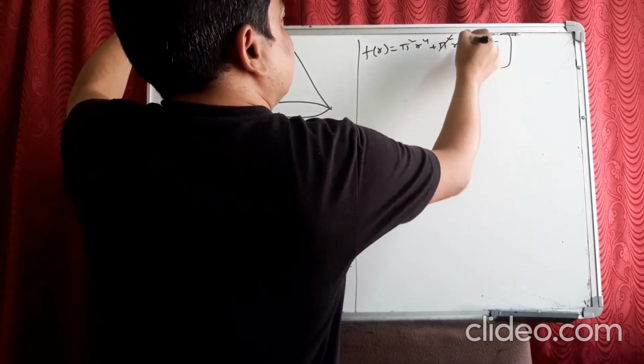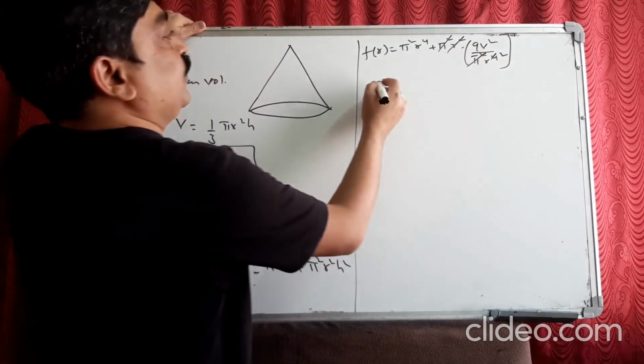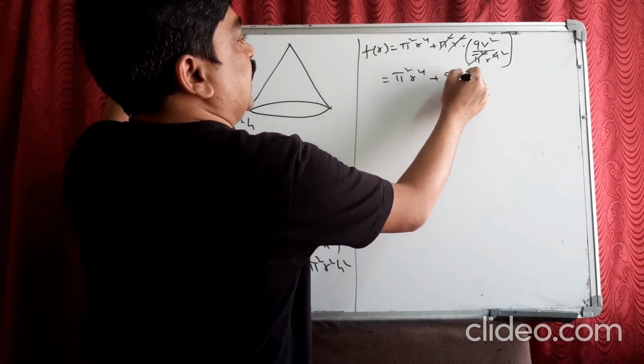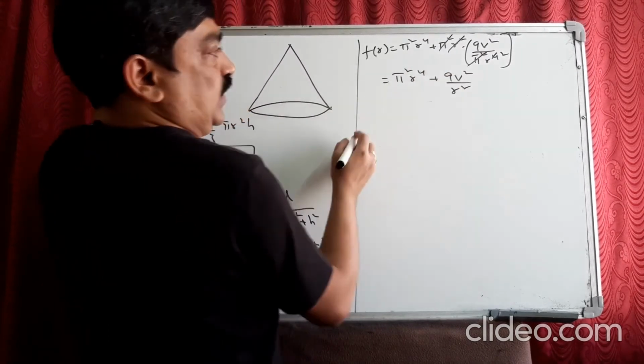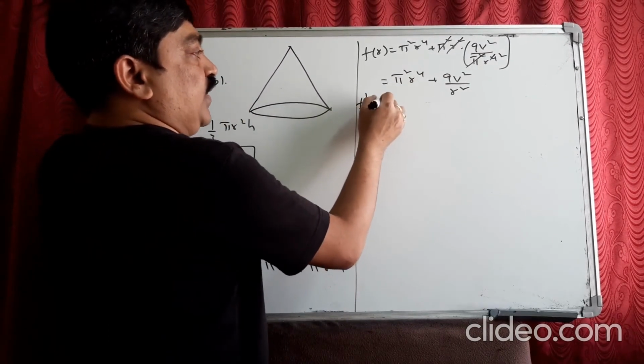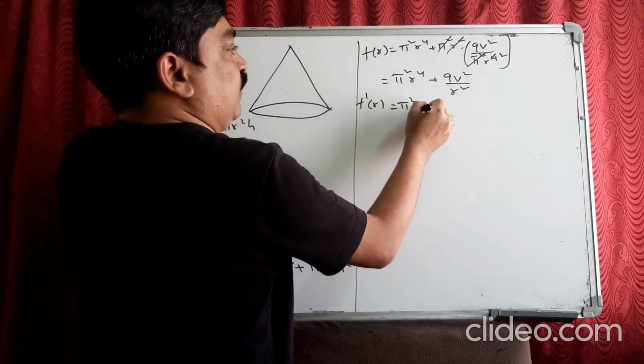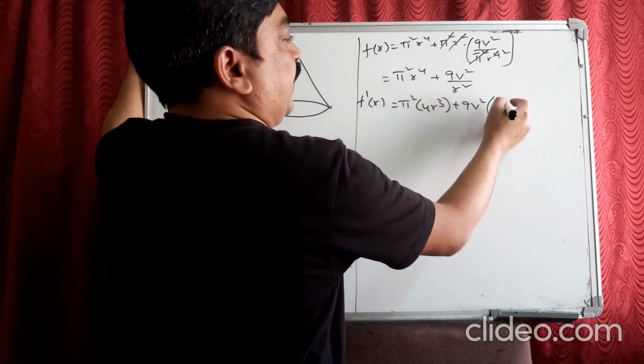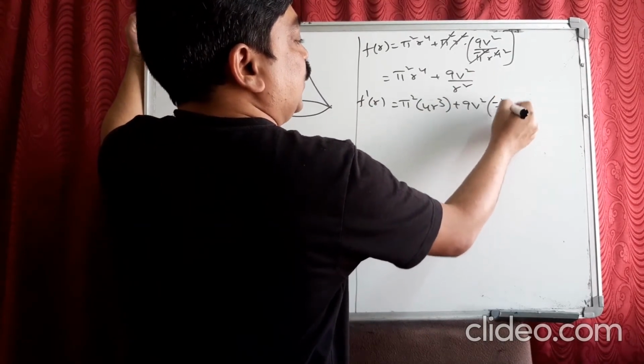Pi square gets cancelled, one of the r square gets cancelled. So it becomes pi square r power 4 plus 9v square by r square. Now take the derivative f dash of r: pi square 4r cube, plus 9v square times the derivative of 1 by r square, which is minus 2 by r cube.